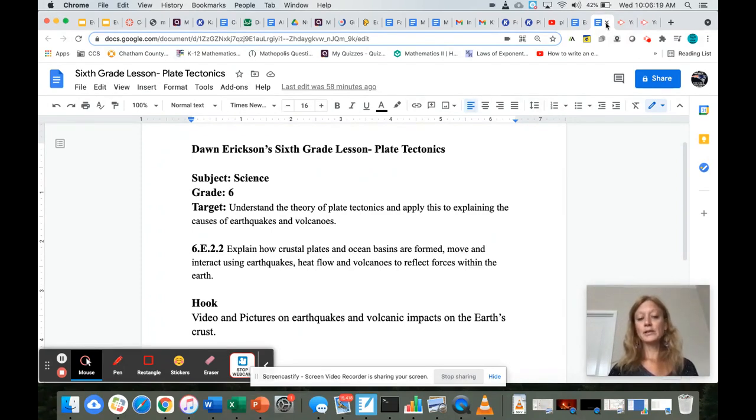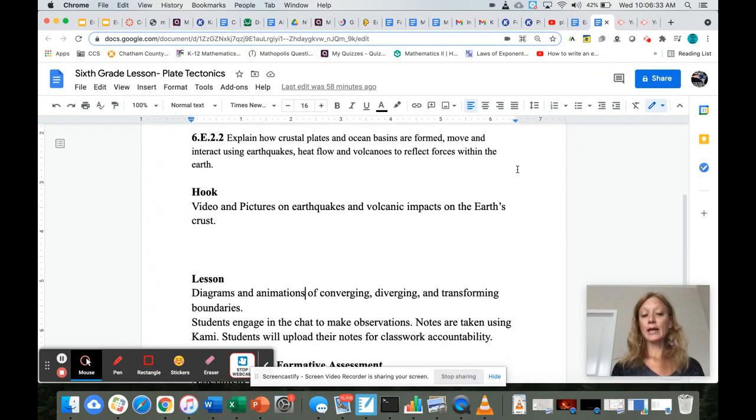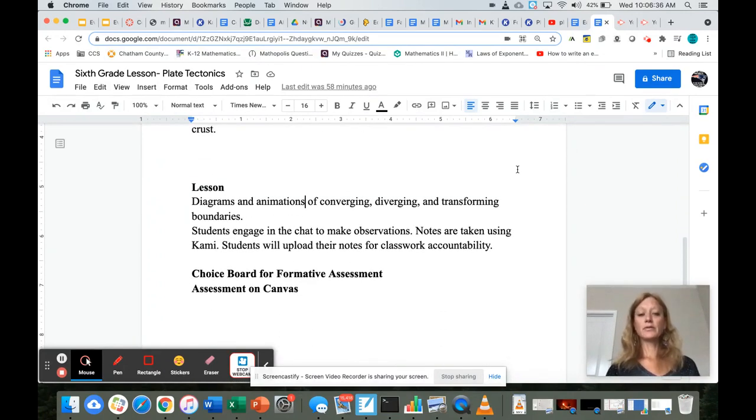The first part will consist of a hook where students make observations based off of pictures and a very short video of earthquake impacts and volcanic impacts on the Earth's crust. That will lead us into the second part of my lesson, where students are going to focus on important vocabulary and diagrams representing the three types of plate boundaries and the three different stresses and reasons why we have rock stress under the Earth. Students will take notes on a note-taking template that I have provided for them, and they're going to use the program called Cami to annotate for their notes.